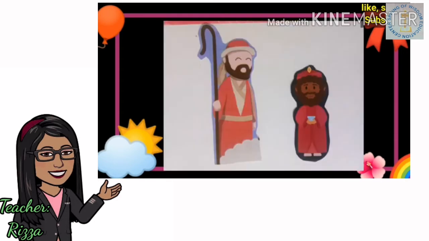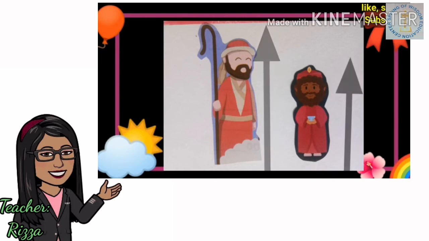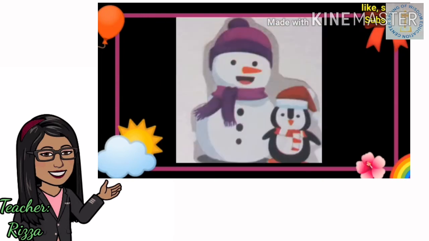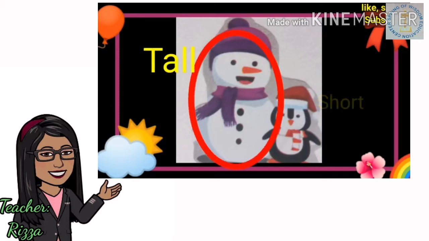I have here another picture. This one is tall and the other one is short. Tall, short. Let's see another picture. This is tall and this is short. This is tall and this is short.